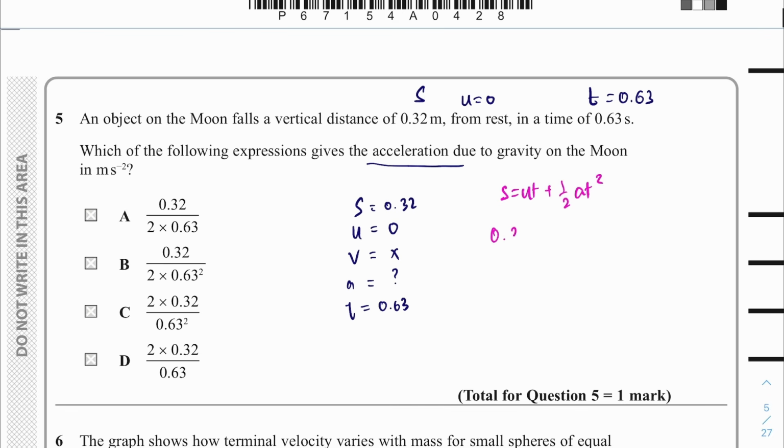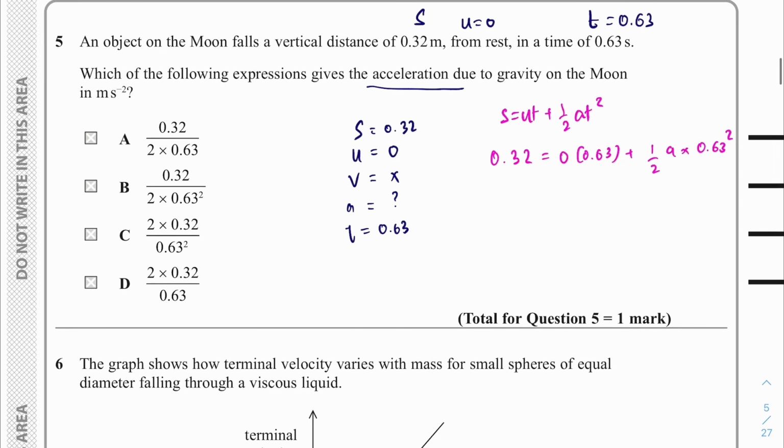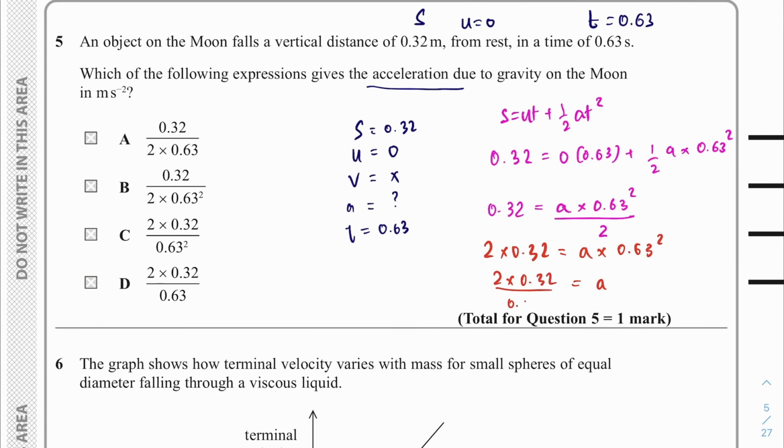So 0.32 equals 0 times 0.63, which is just 0, plus half a times 0.63 squared. Let's rewrite this: 0.32 equals a times 0.63 squared all over 2. Now we need to make a the subject here. We move the 2 to the other side, so 2 times 0.32 equals a times 0.63 squared. So a must be 2 times 0.32 all over 0.63 squared.